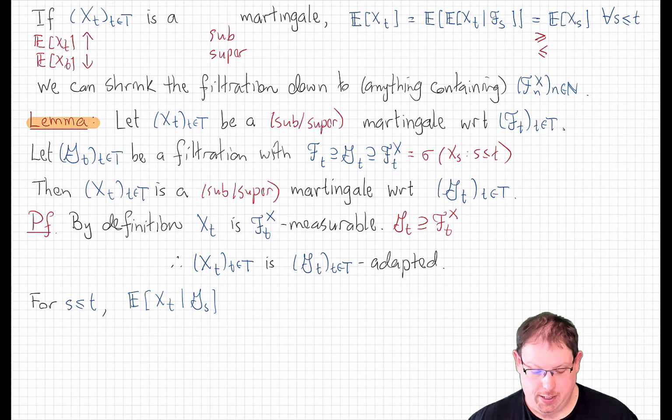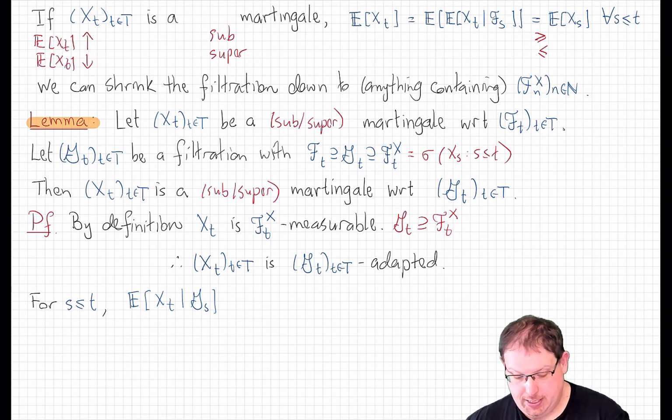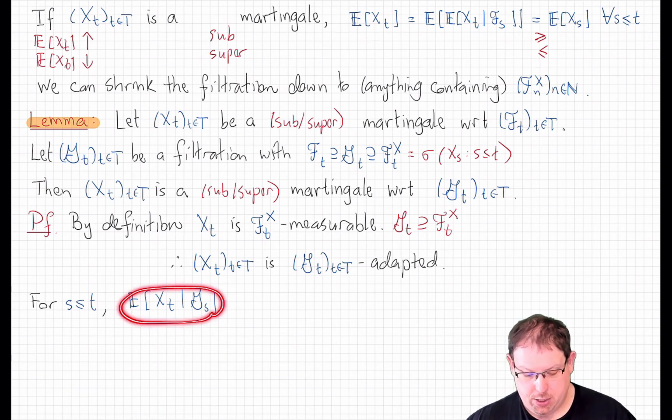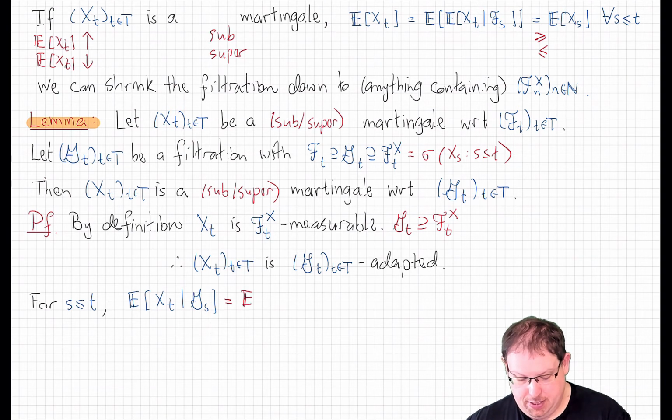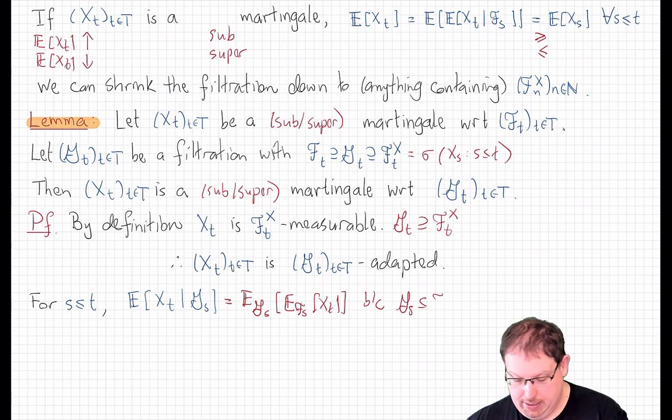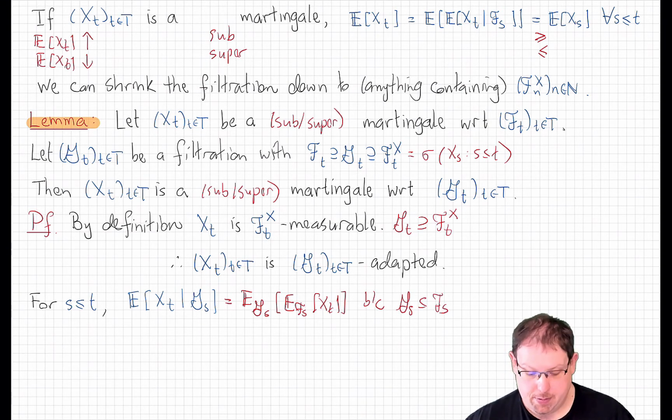Now for the Martingale property. If s is less than or equal to t, then the conditional expectation of xt given Gs can be computed using the Tower property by double conditioning. This is the same thing as conditioning on Gs and conditioning on Fs, the reason being that Gs is contained in Fs. And so that follows from the Tower property.